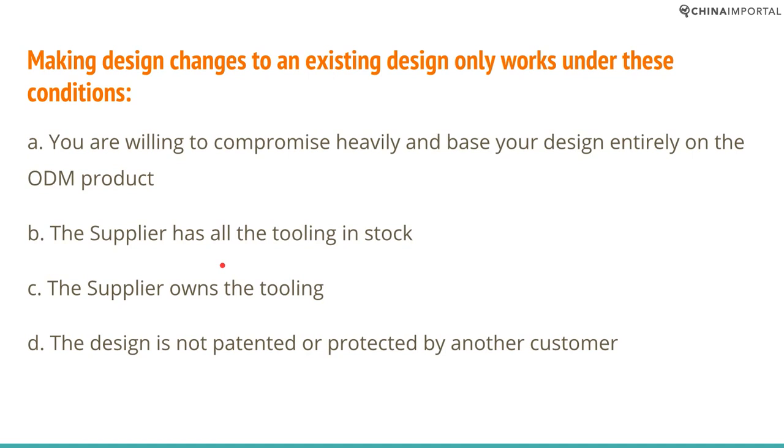So making design changes to an existing product only works if all these four conditions are fulfilled. First, you need to be willing to compromise heavily and base your design almost entirely on the ODM product. There's no point in taking an existing ODM product and making drastic changes to it, because that will be more complicated than designing a product from zero. That's because it takes the same amount of time, but also you have to deal with components that don't fit together anymore and so on. I've been dealing with customers that have been trying this approach to modify ODM products, only to spend a lot more time doing so than it would have taken us to go directly to the drawing board and work on an OEM product.